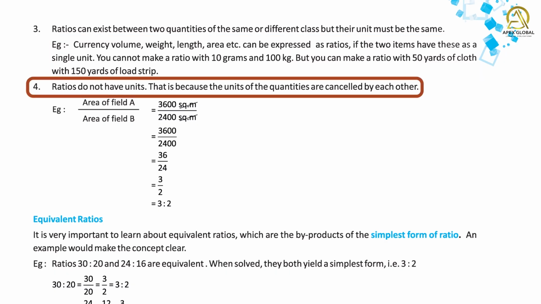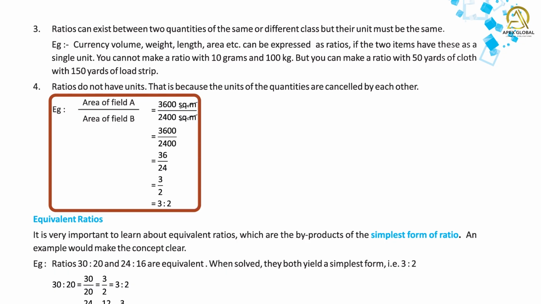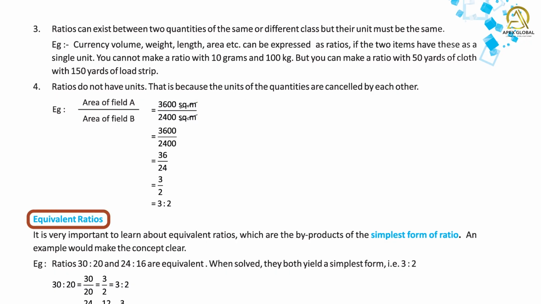Fourth, ratios do not have units. That is because the units of the quantities are cancelled by each other. Example, area of field A upon area of field B equals 3600 square meter upon 2400 square meter equals 3600 upon 2400 equals 36 upon 24 equals 3 upon 2 equals 3 ratio 2.